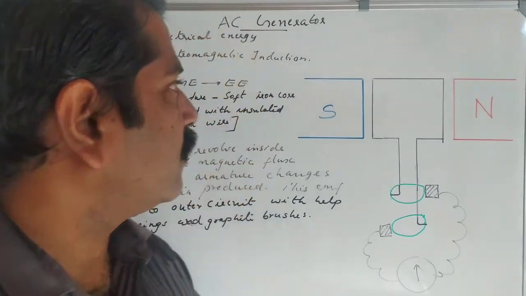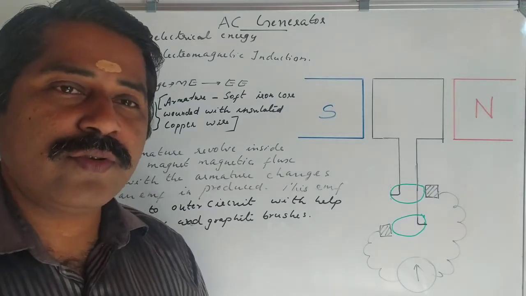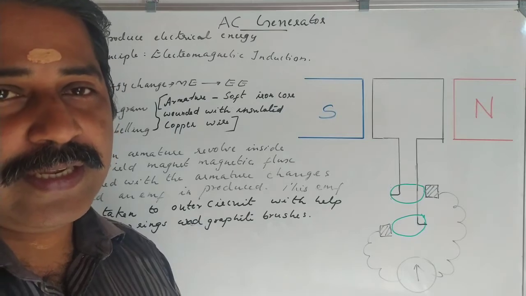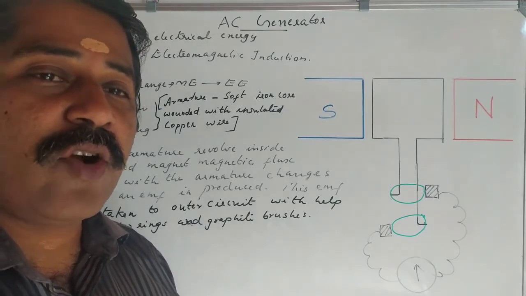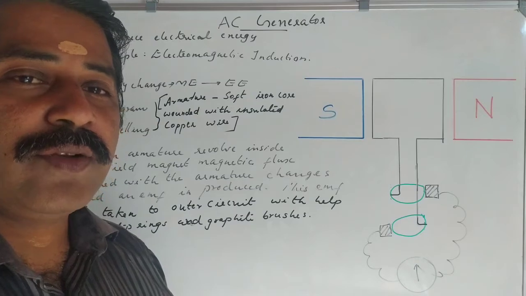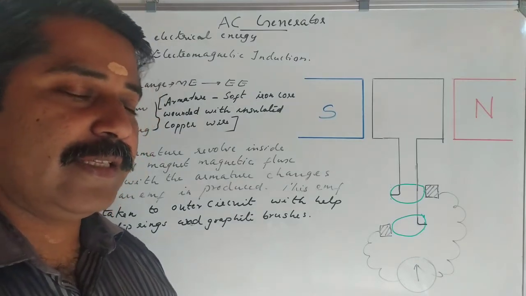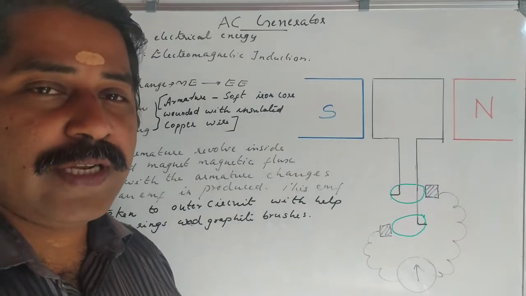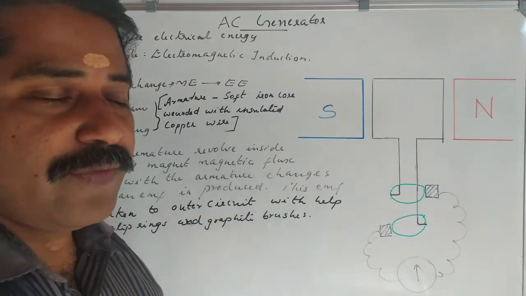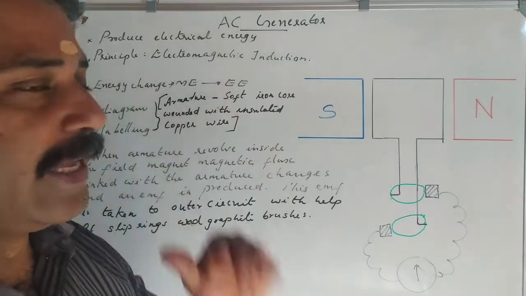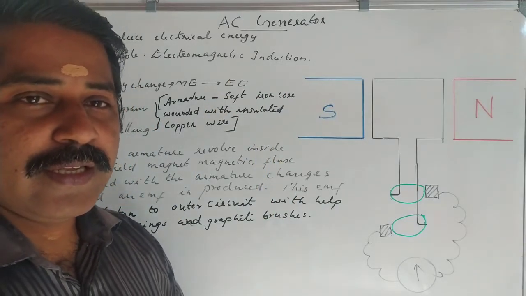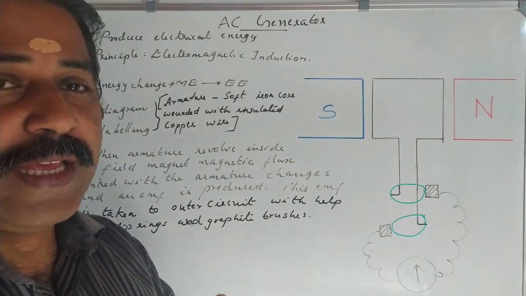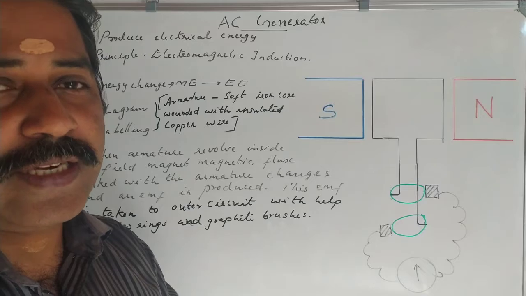First of all, we all know generators are commonly used to produce electricity. And which type of electricity is commonly produced? The commonly produced electricity is AC. For particular purposes, we depend on DC generators. So here first of all, we are going to discuss the AC generator. What is the purpose of an AC generator? To produce AC, alternating current.